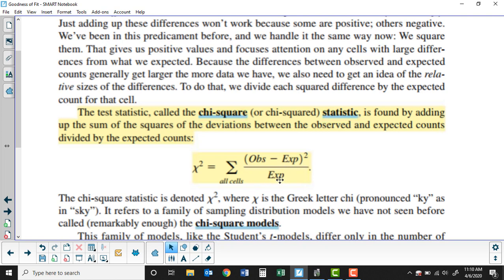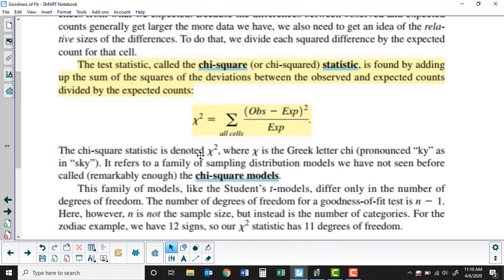And then you are going to divide by the expected value. This is if you were going to do this manually without a calculator. All right, and the symbol for this is x squared, but the x is kind of like a fancy x, and that is the Greek letter chi. That's why they call this chi-squared testing. It looks like this when it's spelled out.